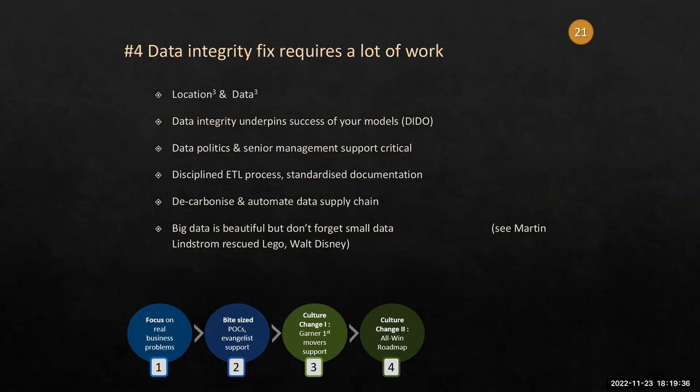ETL process, basically extract, transform, and load. A disciplined ETL process and standardized documentation to show how things map out and how things get transformed from raw data to usable data is very important. And one of the key principles that we have adopted is what we call decarbonization of the data supply chain. So in any value chain in the company, decarbonize means take out the human, because humans are made of carbon, right? So there's this term, decarbonize the data supply chain.